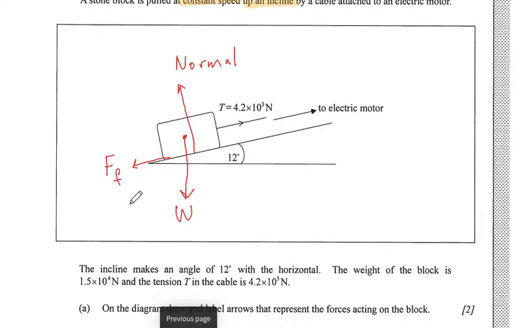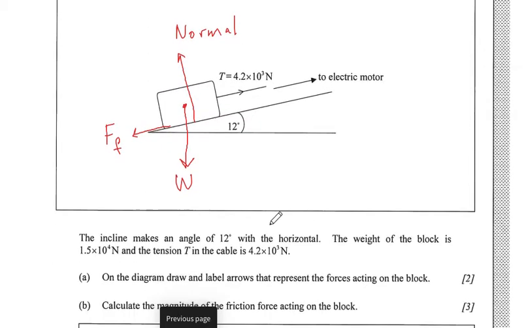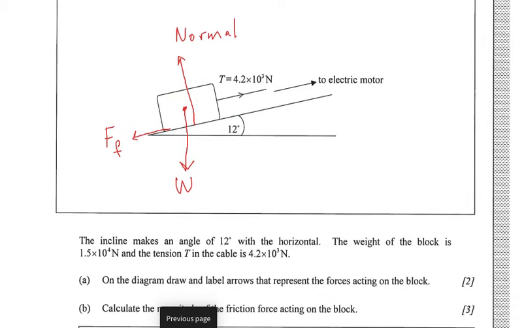And then calculate the magnitude of the frictional force that acts on the block. Now, for this, we obviously have to separate the 2 components of the weight. So this would be the weight component that is parallel to the plane. And then this would be the component perpendicular to the plane. This is weight times cosine theta, and that is weight times sine of theta.